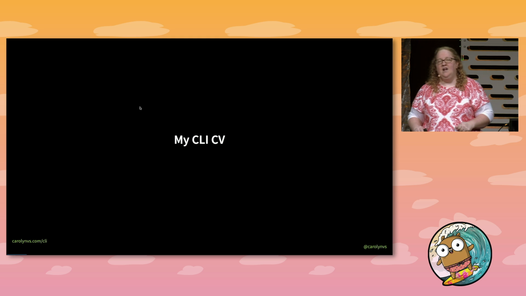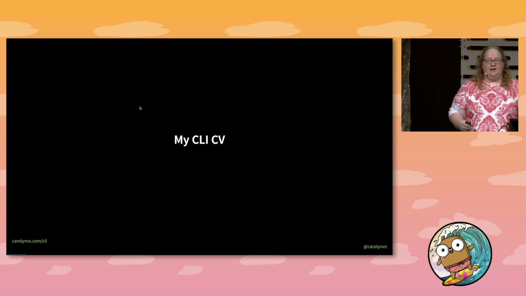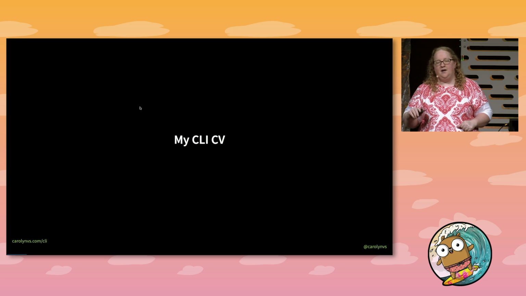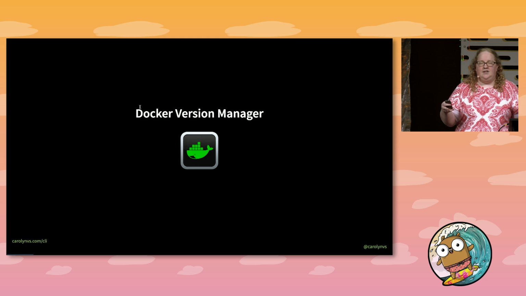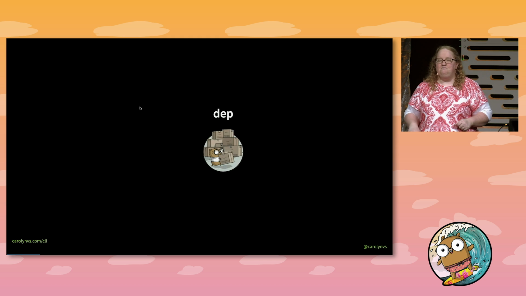So, why am I the person up here telling you why this is important? I've worked on a couple different command line tools. Some of you may know about them. The Docker Version Manager, DVM, is one of them. Now it's maybe not that useful, but back in the day, it really mattered which version of Docker you had on your machine, and so it helped make you switch between Docker 1.13 and 1.11 and stuff like that.